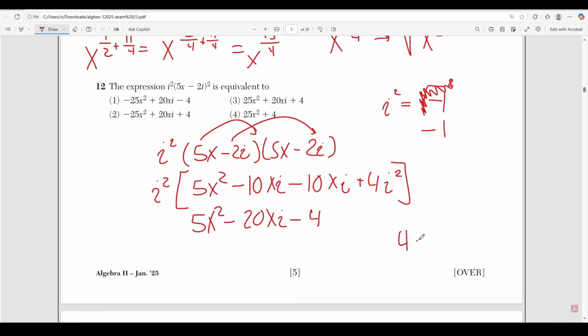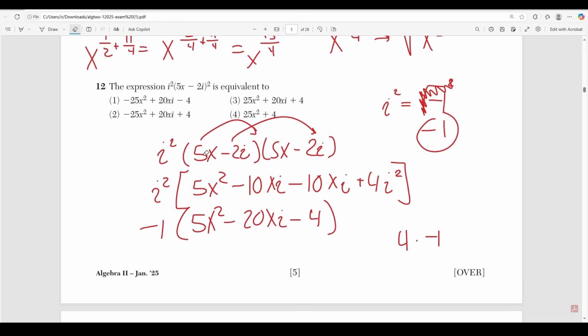Because positive 4 times i squared, which is equal to negative 1, 4 times negative 1 is negative 4. And now I have to multiply all of this by i squared, which we just said was equal to negative 1. Okay? And sorry guys, I made a mistake here. When I multiplied 5x by 5x, make sure that you write it's equal to 25x squared, not just 5x squared, right? That was a mistake.